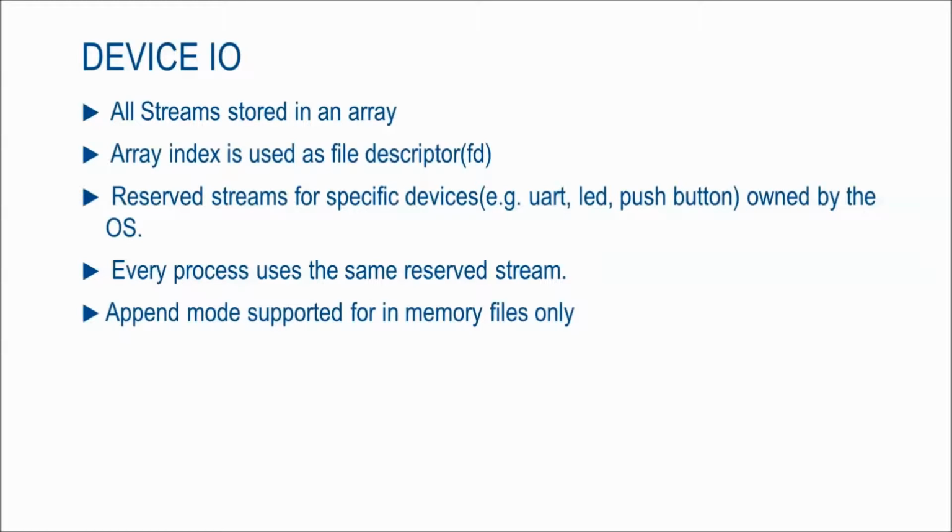All the streams in my operating system are stored in an array. The index of every stream corresponds to its file descriptor. This is an integer which is passed to the user, and he uses this number to perform all operations on his stream. My operating system also has some reserved streams for specific devices like UART in, UART out, push button in. The idea was to not have to create multiple streams for these devices and always use the same reserved stream internally. I also support the append mode for in-memory files only.